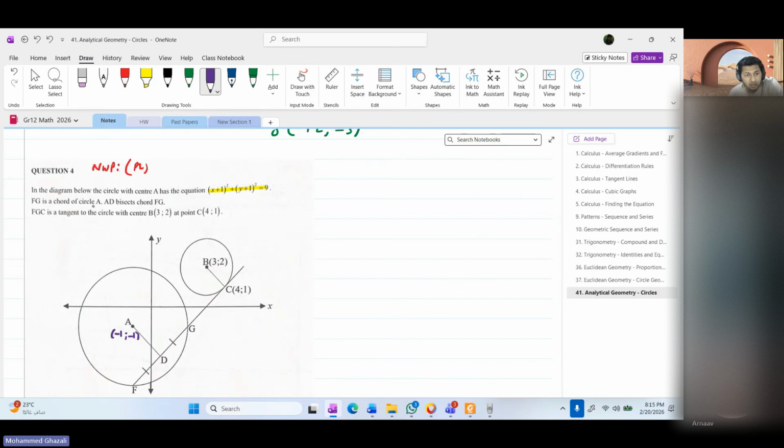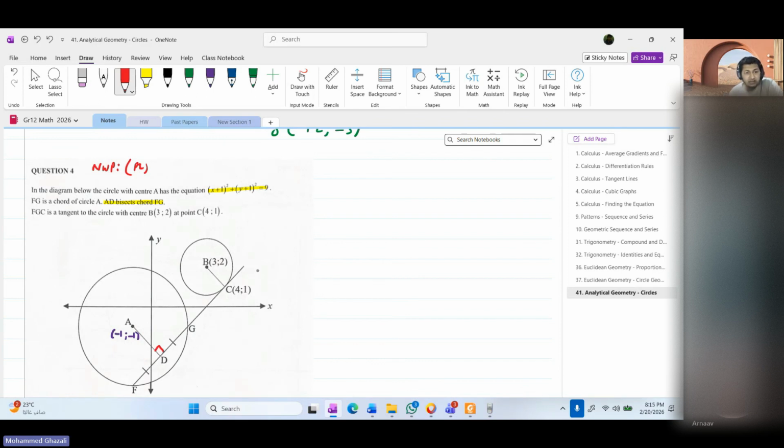Now, FG is a chord to a circle, AD bisects chord FG. Why did they give us this information? They gave us that information, AD bisects FG, because a line from the center to the midpoint of a chord is perpendicular. You also need to use these theorems.